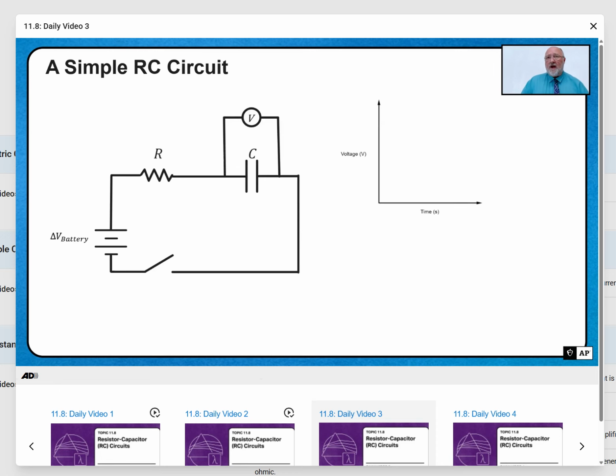We're also going to want to track the current. So we're going to hook up an ammeter, and an ammeter is always hooked up in series. If we put it in parallel, some of the current would go through it, and some would go through the other branch of the parallel part of the circuit. We wouldn't get any good results. So always remember, voltmeters in parallel, ammeters in series.